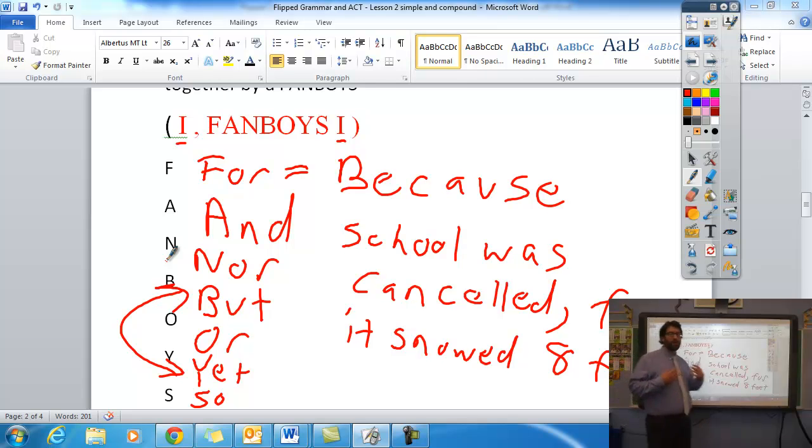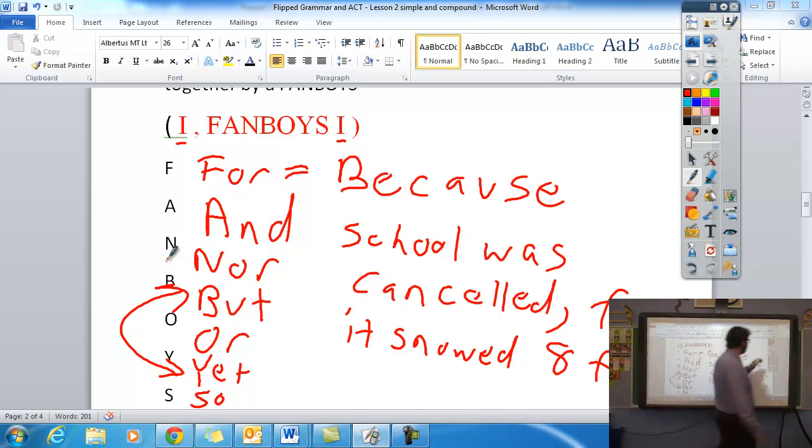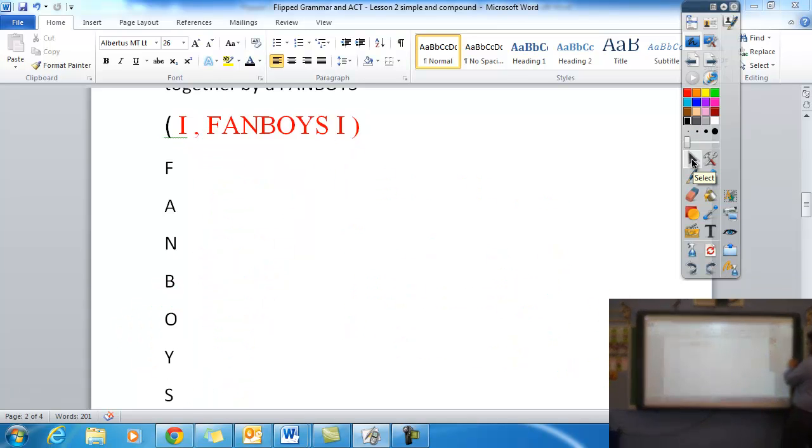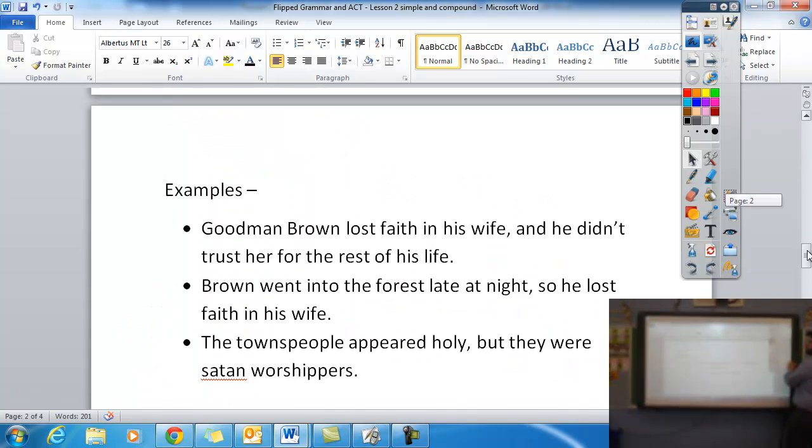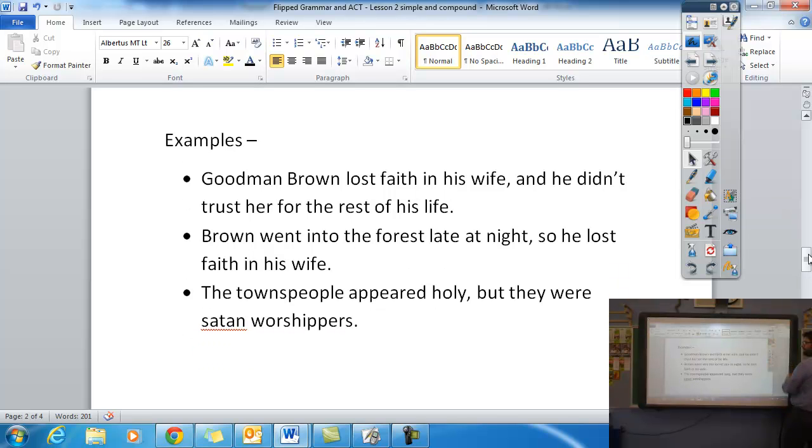So that's a quick rundown of our first two kinds of sentences. We've got simple sentences, and then we've got compound sentences. Compound is with two independents and a comma and a fanboy. Let's look at some more examples. Here are more examples of compound sentences.